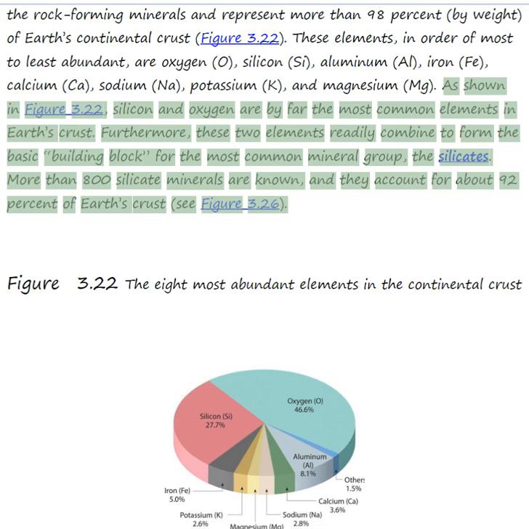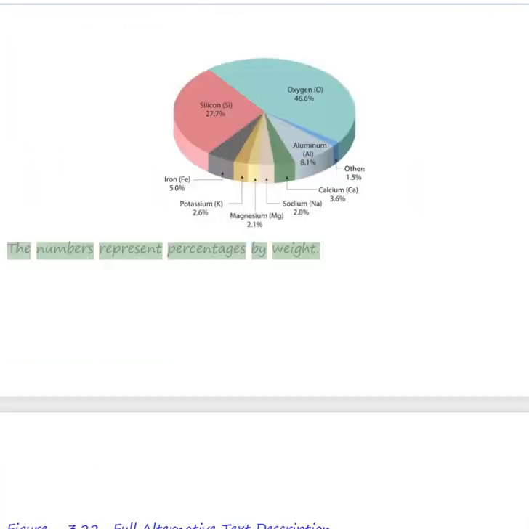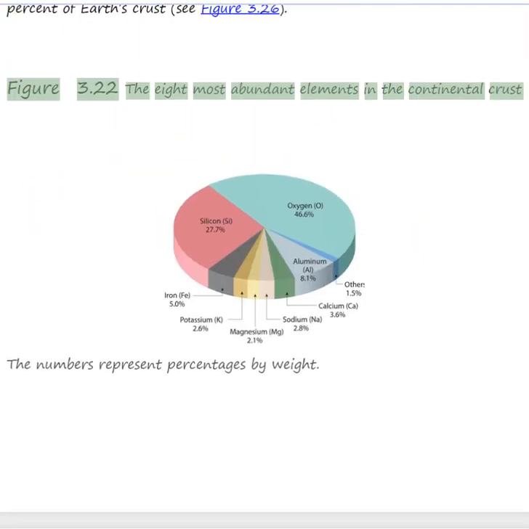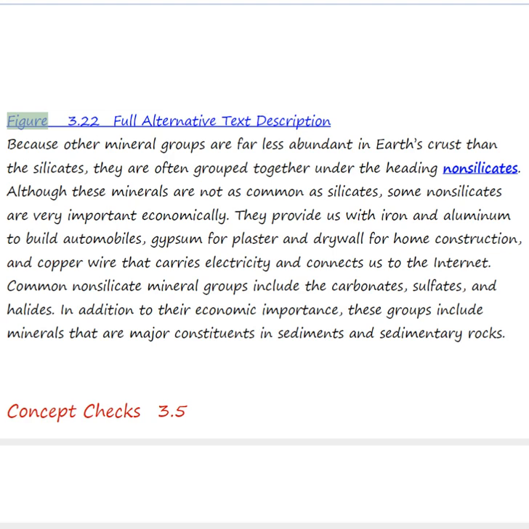Furthermore, these two elements readily combine to form the basic building block for the most common mineral group, the silicates. More than 800 silicate minerals are known, and they account for about 92% of Earth's crust. The numbers represent percentages by weight. Figure 3.22 The 8 most abundant elements in the continental crust.